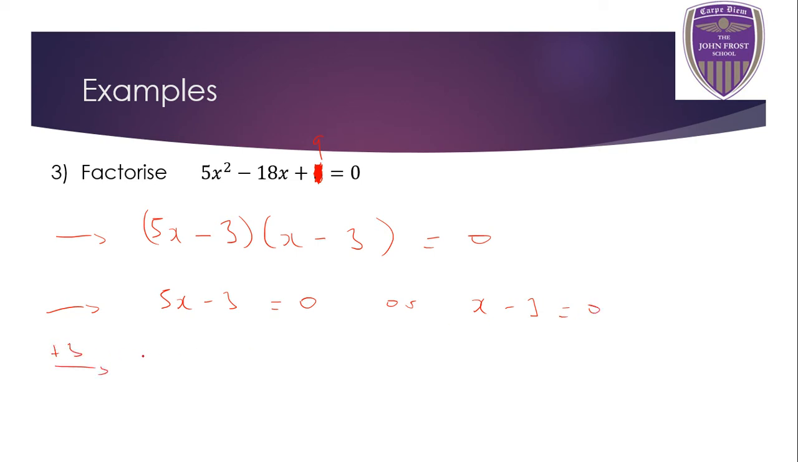And then this one, you'd add the 3 on. So 5x equals 3, then divide by 5. So x equals 3/5, or 0.6. It's up to you. I'm a fractions man though, so 3/5 for me is definitely better.